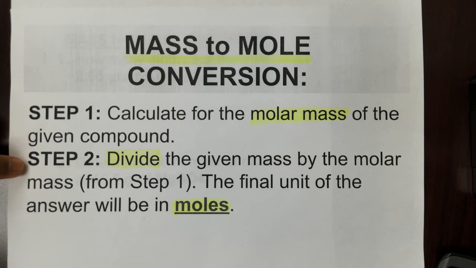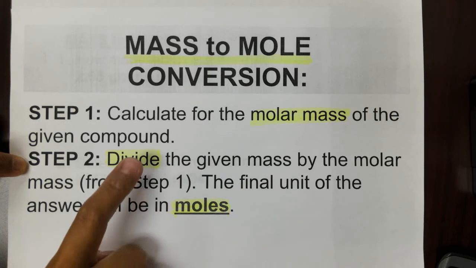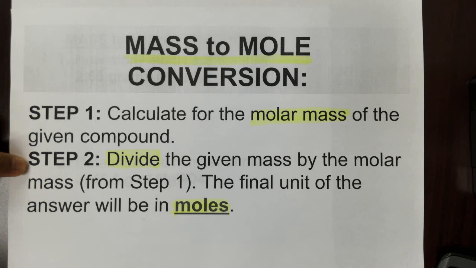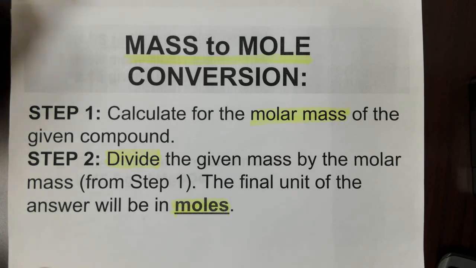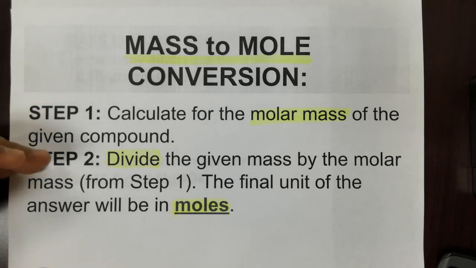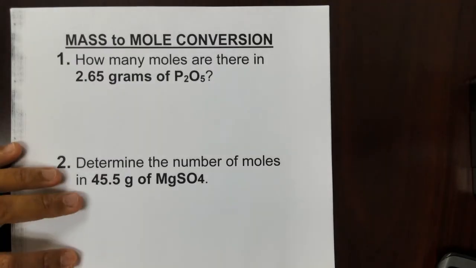After that, step 2 will be, this time we're going to get the given, and that given mass will be divided by the molar mass from step 1. So we're going to get the given first, and then we put the molar mass below it so that it will be divided, so that we can get the final unit of our problem, which is in moles. So the final unit has to be in moles. So again, calculate for the molar mass and then divide the given by that molar mass. To illustrate these steps, let's now look into some sample problems here.